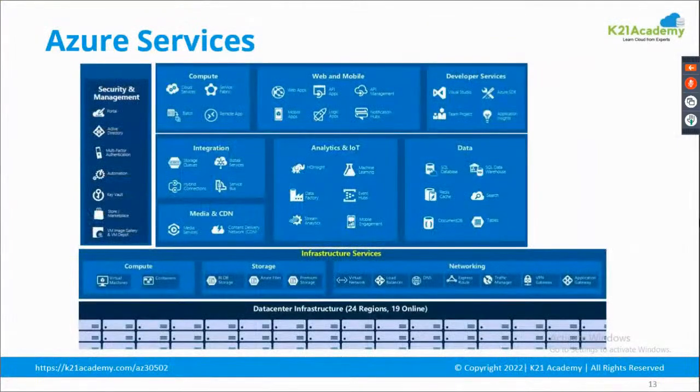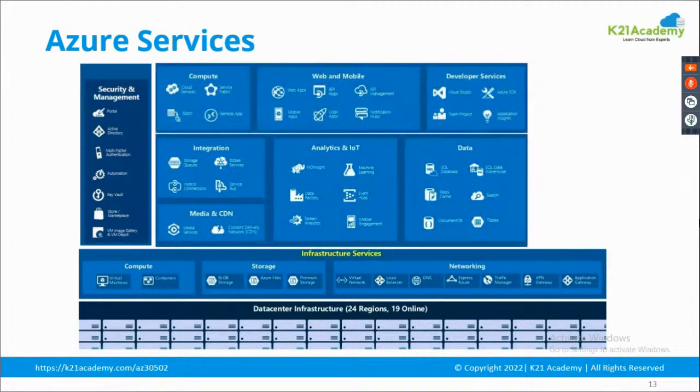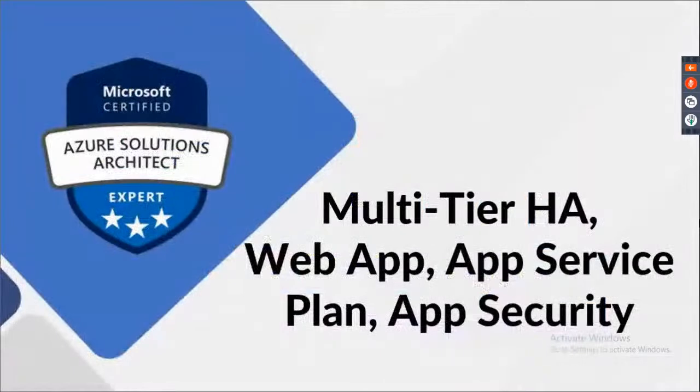Now, guys, I hope you are getting some level of understanding of what areas an organization needs to look into before building any solution, if they need to deploy it. Taking an example of a multi-tier HA web application service and the plan security, here we're going to discuss how a web application can be hosted.